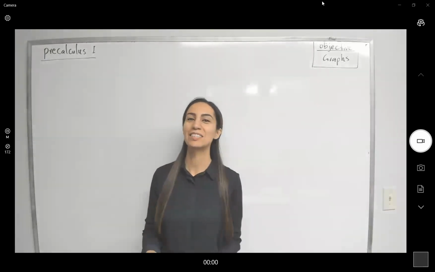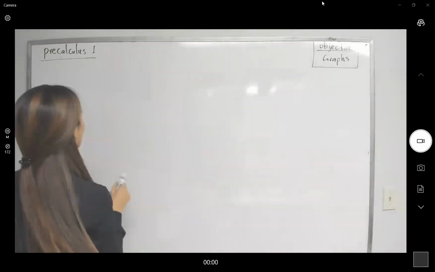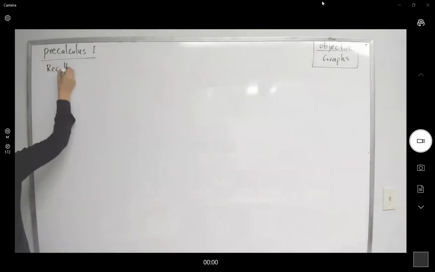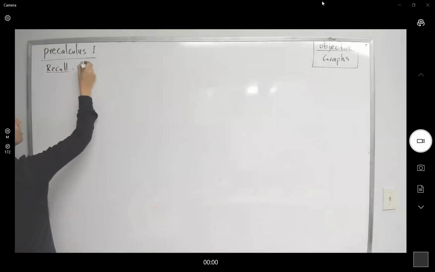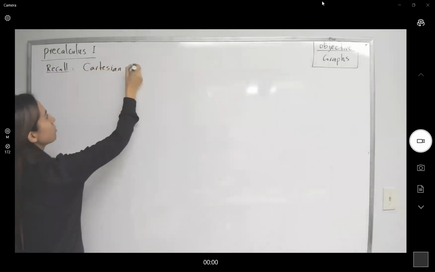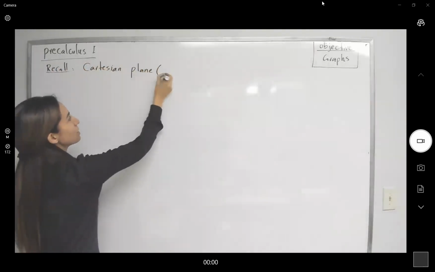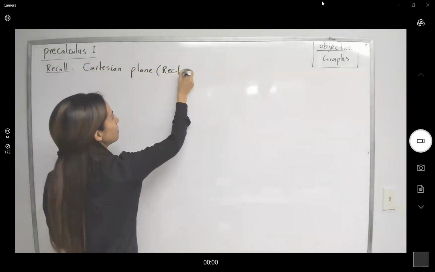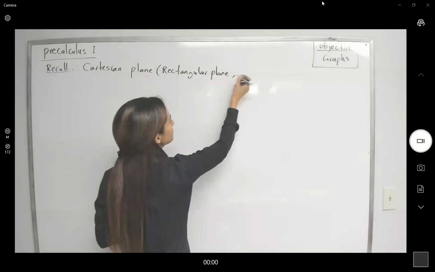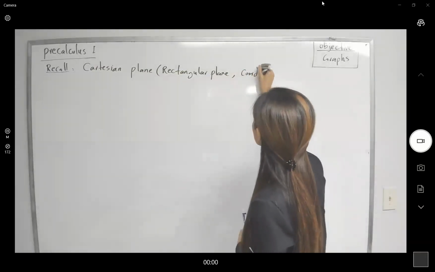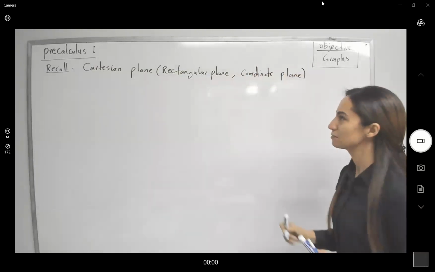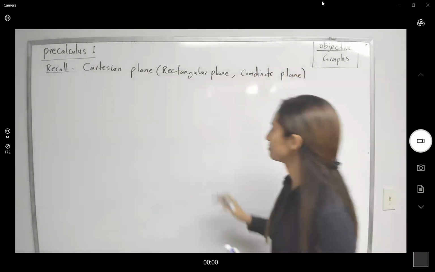Everyone, let us continue what we learned so far. We talked about the Cartesian plane. We introduced the Cartesian plane. Another name for it is rectangular plane or coordinate plane, or XY plane. They have the same meaning.